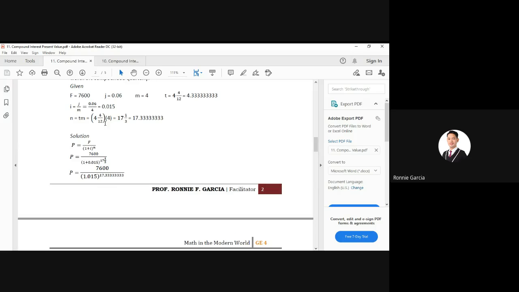Wrong. It should be multiplied by 4, because this parenthesis here is a symbol for multiplication. TM means T times M, it is not T plus M. So that 4.333 should be multiplied by 4. Please repeat that process, Mr. Larigo, so that you can get it.